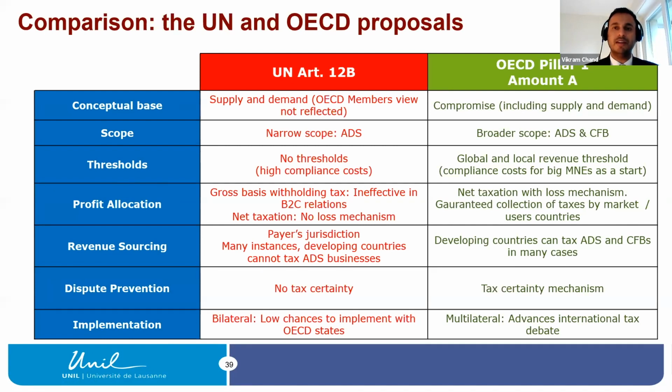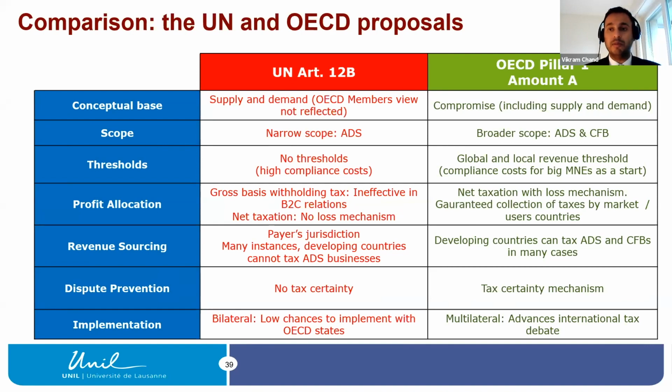really been reflected. If I make a parallel comparison with Amount A of the Pillar 1 proposal, then in the Pillar 1 proposal, we clearly see that there is some kind of compromise that is being struck between both developed and developing countries, which form a part of the inclusive framework. Now, in the UN proposal, it's a narrow scope, applies only to ADS. In the OECD proposal, it applies to ADS and CFBs.